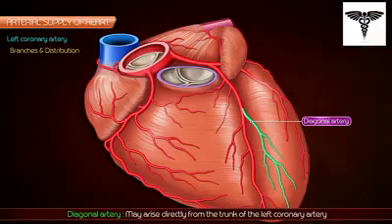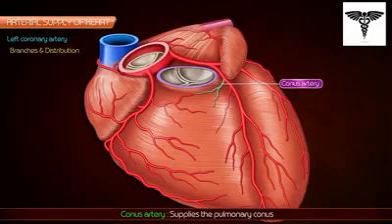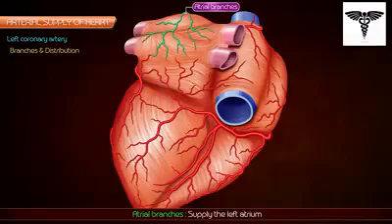Diagonal artery. It may arise directly from the trunk of the left coronary artery. Conus artery. It supplies the pulmonary conus. Atrial branches. They supply the left atrium.